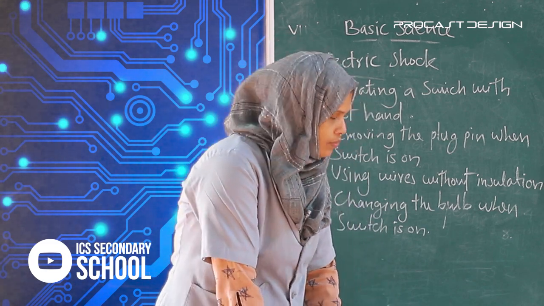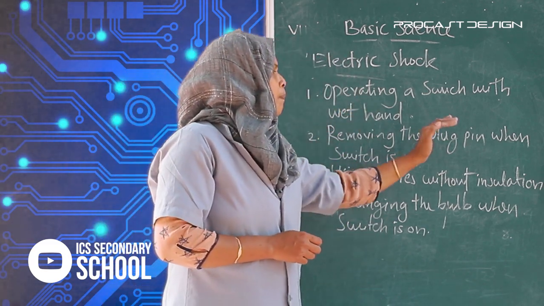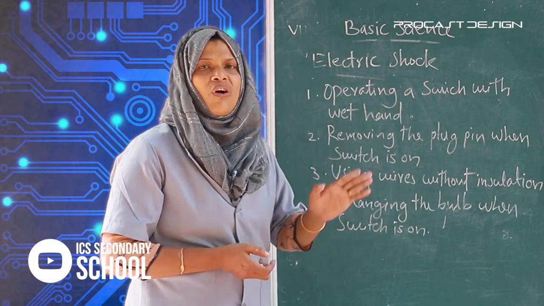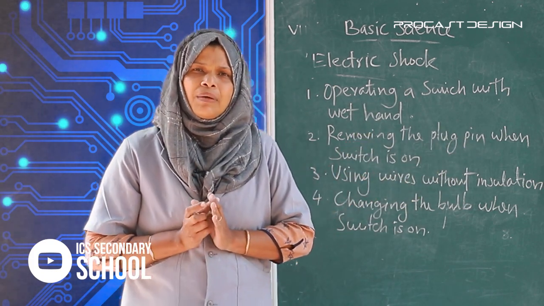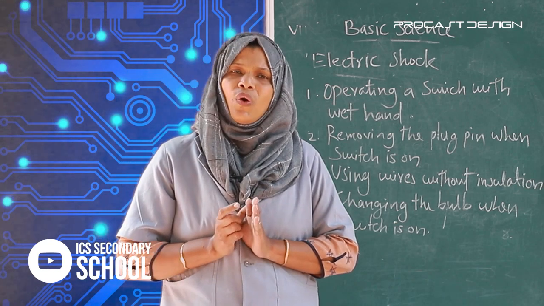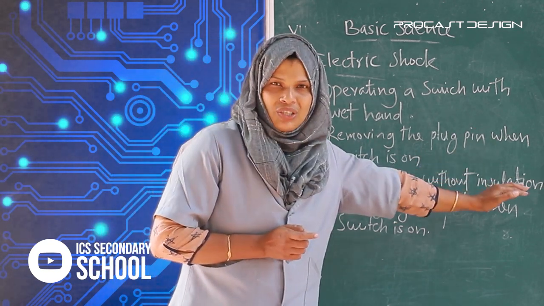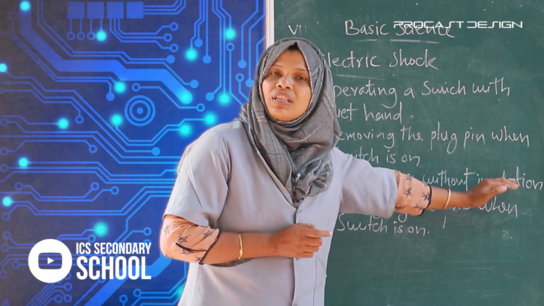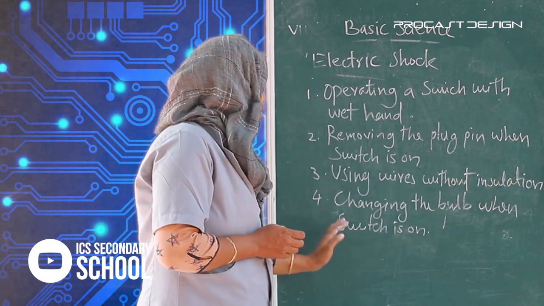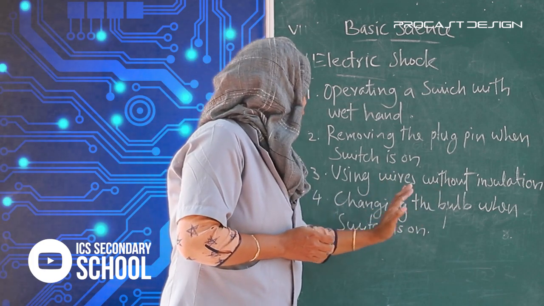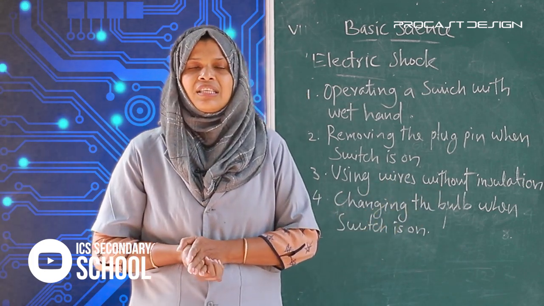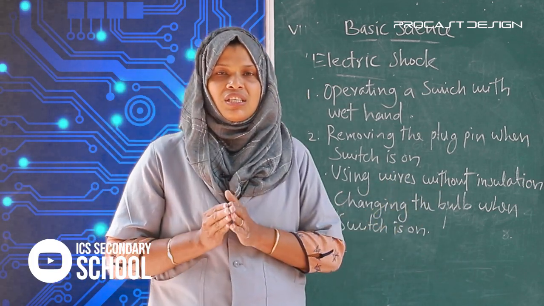Second one, removing the plug pin when switch is on. Then next point, using wires without insulation. Next, changing the bulb when switch is on.